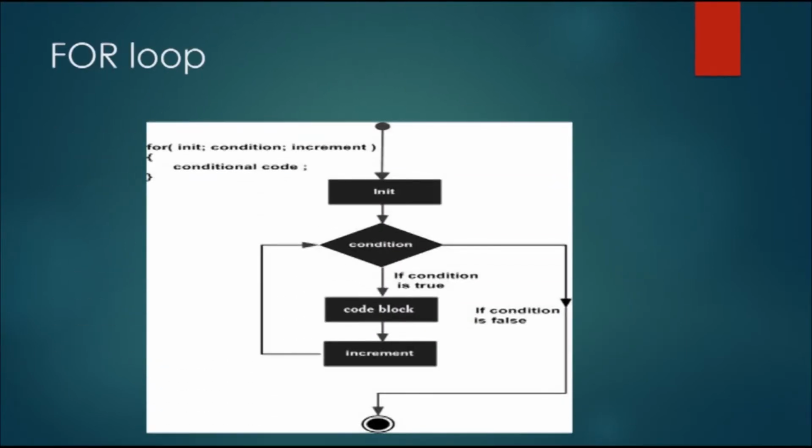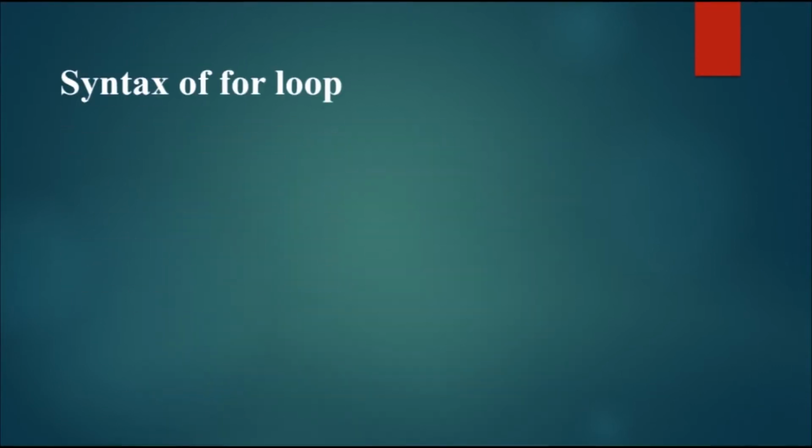A for loop is a repetition control structure. This loop allows us to execute certain statements a specific number of times. It works like this. The initial step is executed first, only one time. Next, the condition is evaluated. If the condition is true, then only the loop body is executed. Once the loop body is executed, the flow of control jumps back to the increment statement. Then the condition is evaluated again and the process repeats itself. So, this is the syntax of the for loop.